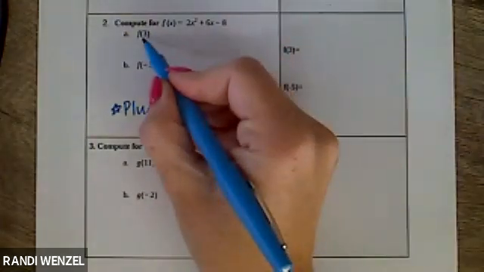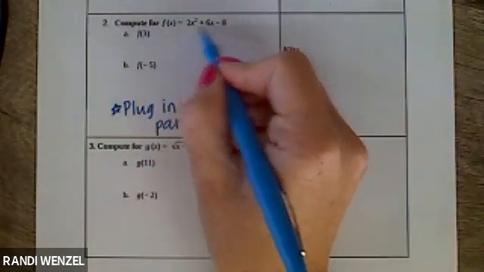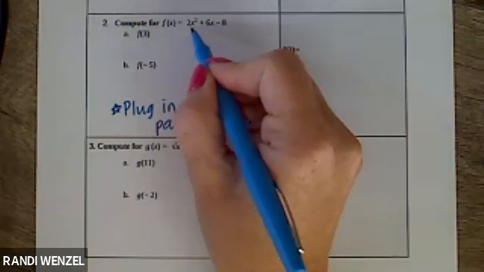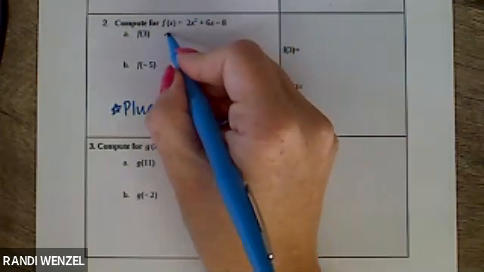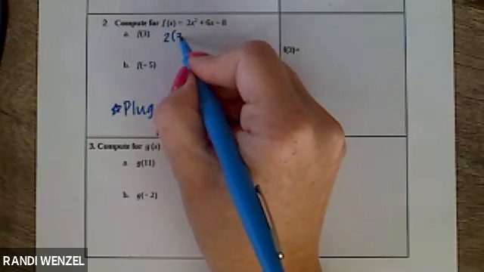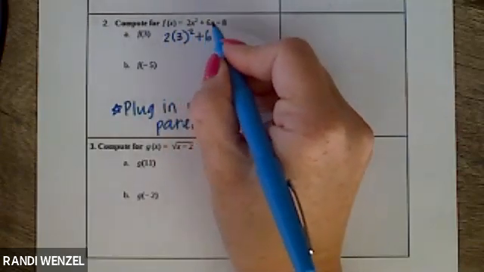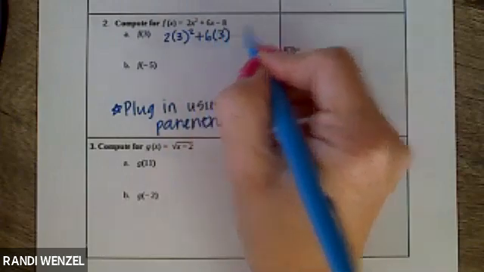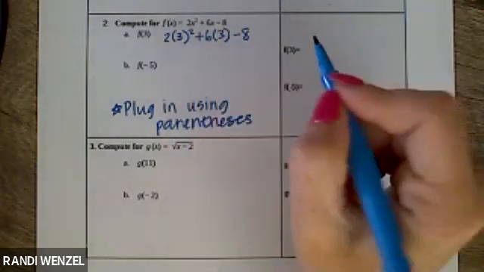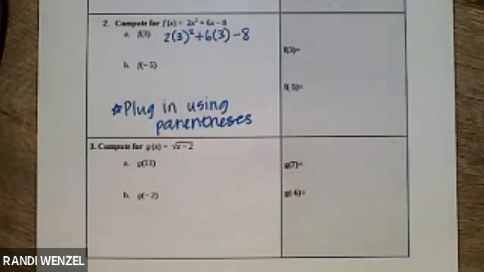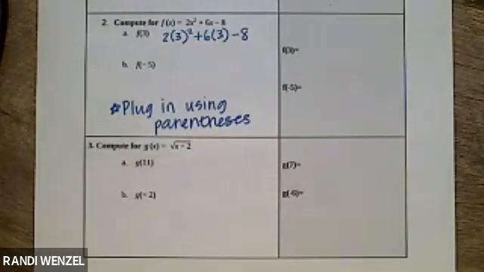So this says f of 3. So that means in this function, everywhere there's an x, I'm going to put a 3 in parentheses. So I have 2, here's an x, so in parentheses I put 3, and then the square. Plus 6, there's another x, so in parentheses I'm going to put the 3, and then minus 8. And you can type that into your calculator and just get your output. We've plugged in the input, we want to find the output.